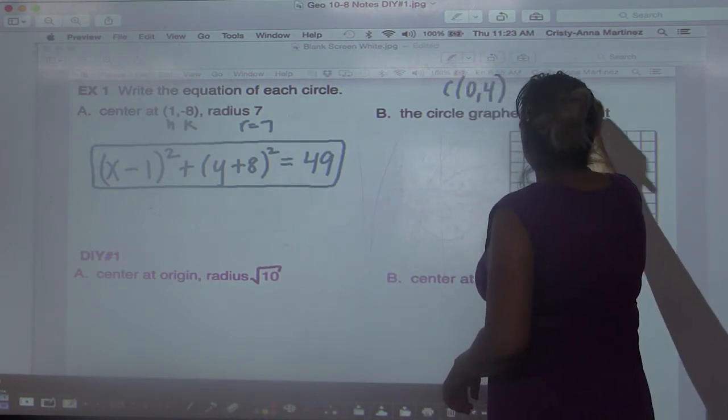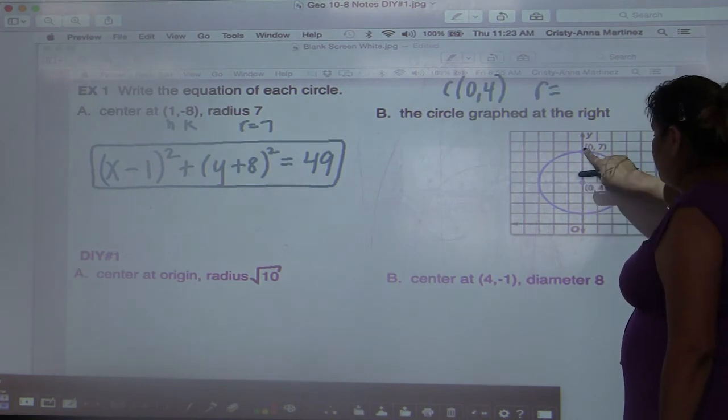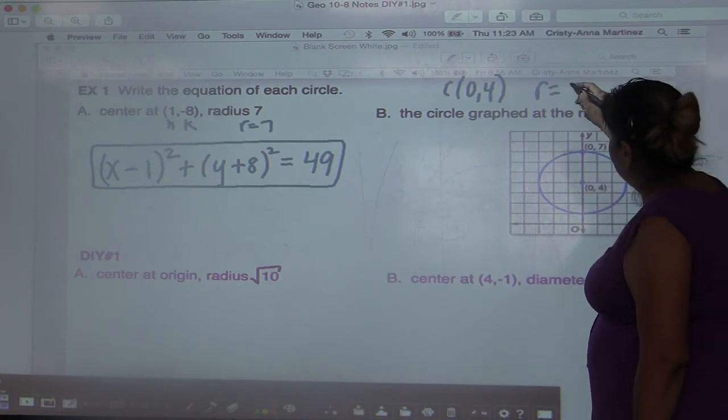And the radius, you can use your finger to count, going from the center to one of the edges of the circle. You get 1, 2, 3. So the radius is 3.